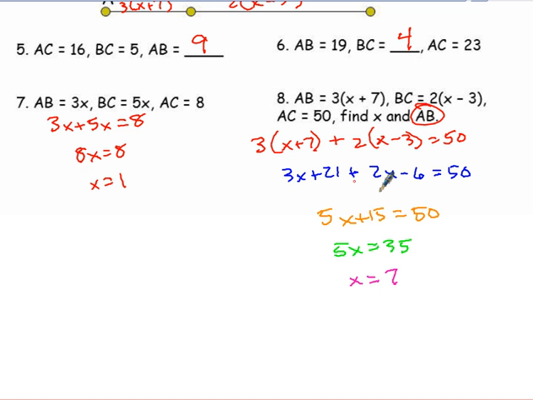Okay, you've unpaused and you can see what I did. I distributed right here and right here. I combined like terms to get the orange section. I subtracted 15 from both sides to get the green, divided both sides by 5 to get the pink. X equals 7, and then I can't forget, I'm going to find AB.